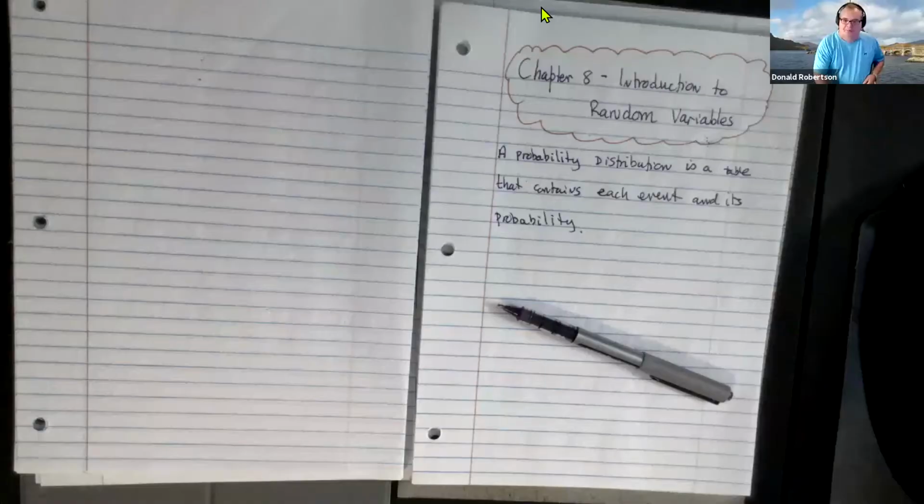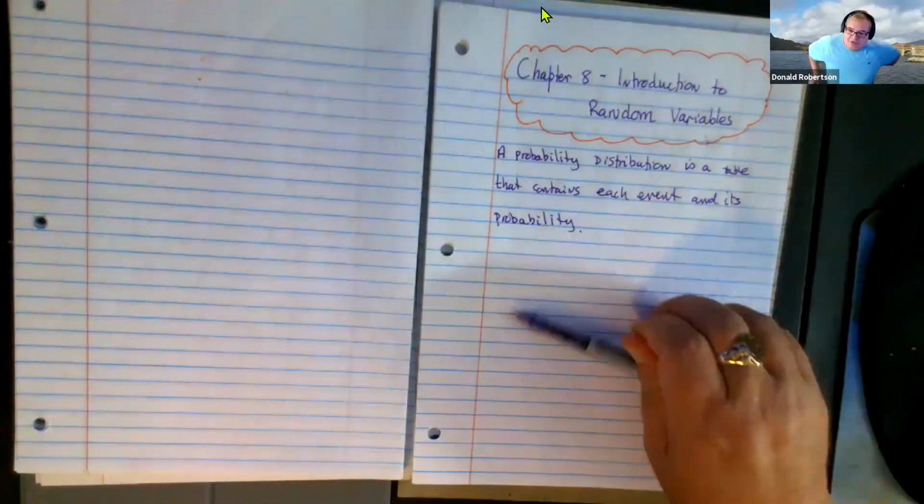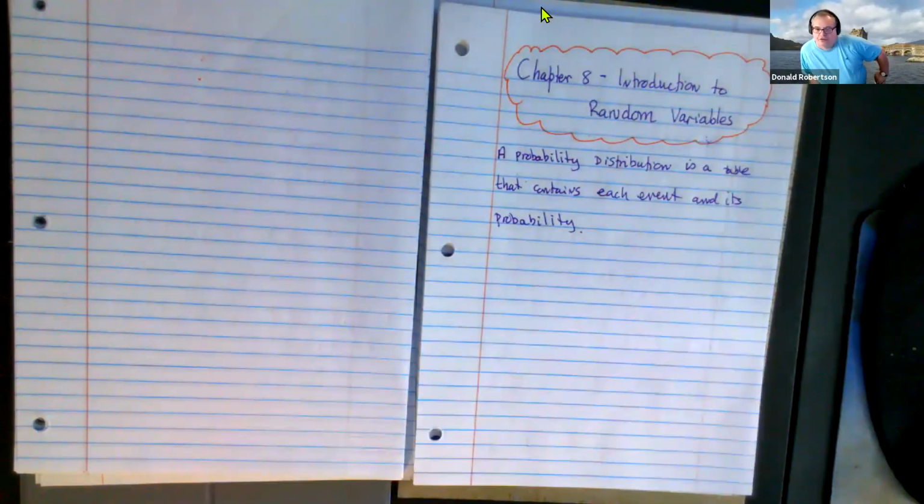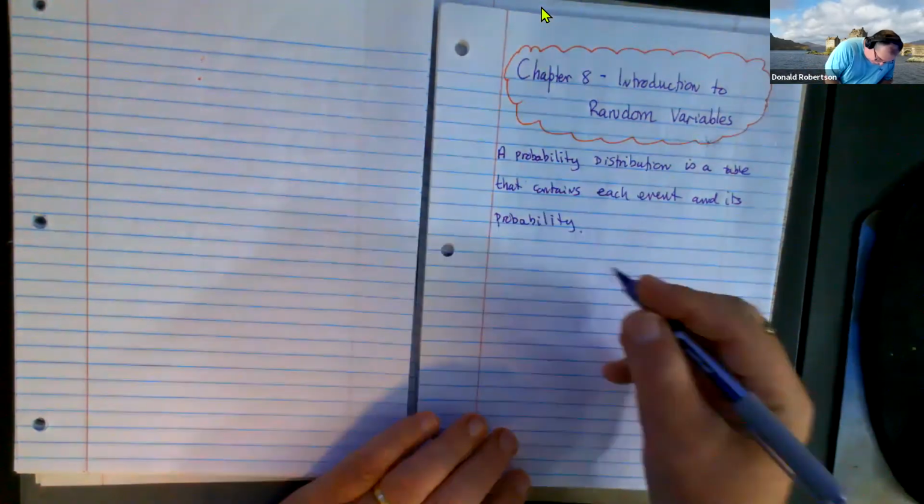There we go, right. We're going to do chapter 8 today, an introduction to random variables it's called. In particular, we're going to look at a probability distribution. Basically, it's a table where each event has its probability recorded. I'll give you an example. This is a version of question 1.